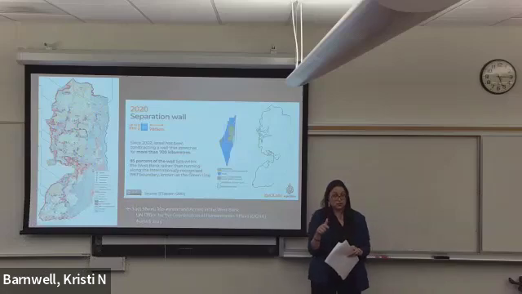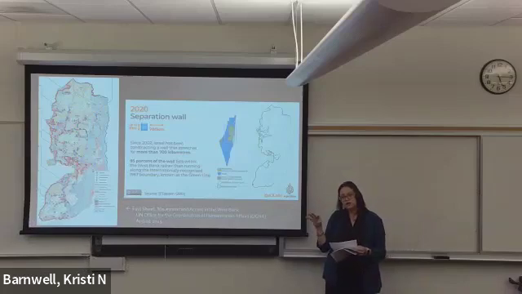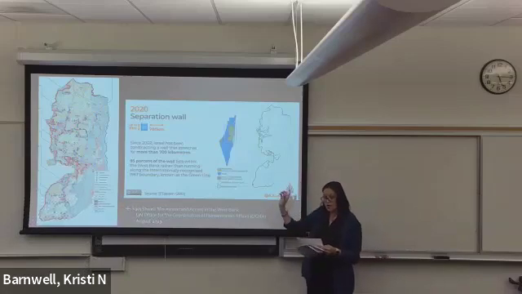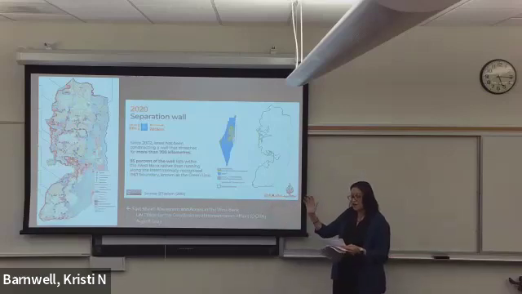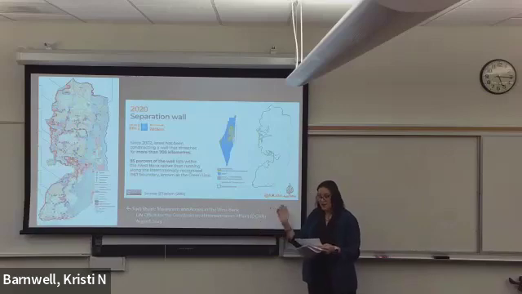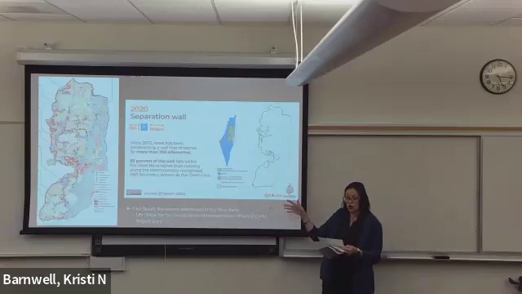Now, news sources and other agencies use yet a different, more softened language to describe the wall in an effort to sound more neutral. So they call it the barrier. They call it the separation barrier. They call it the West Bank barrier. The ICJ, the International Court of Justice, references it as the wall.